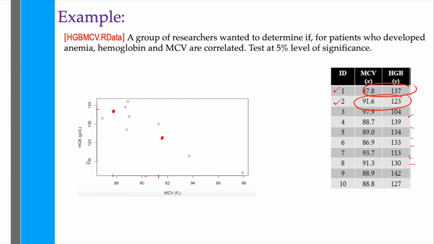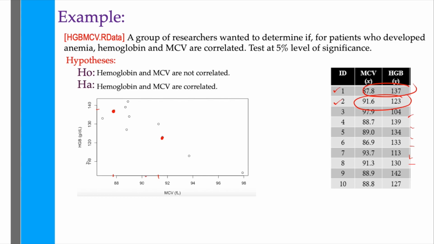So for the null hypothesis, again, implying that there's no correlation between the two quantitative variables, your null hypothesis is that hemoglobin and MCV are not correlated. While your alternative hypothesis would be hemoglobin and MCV are correlated.